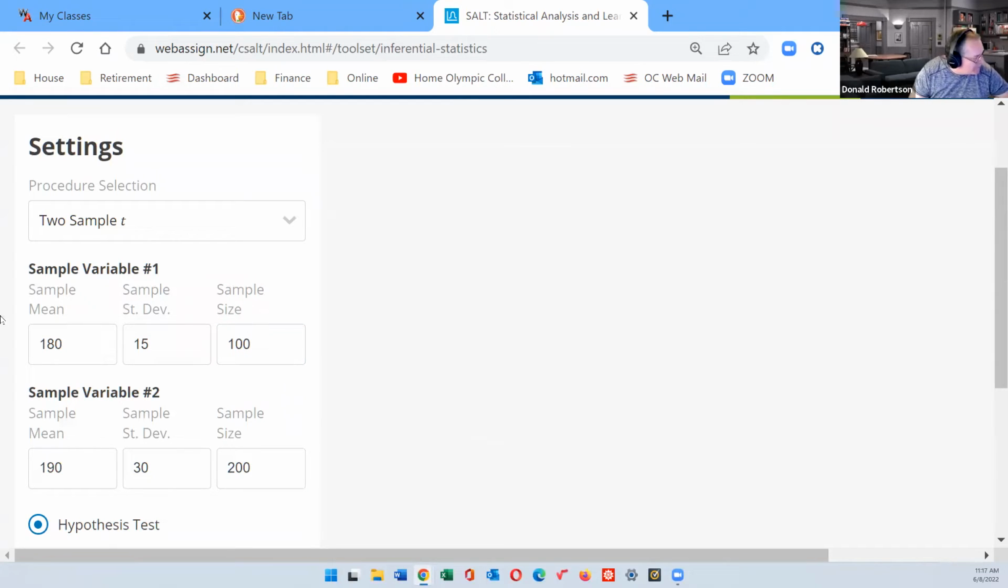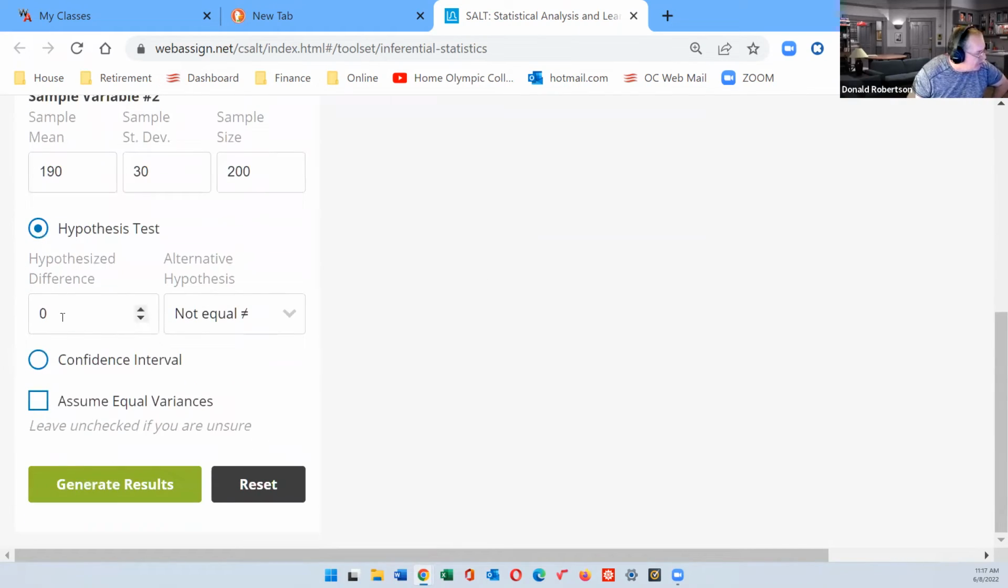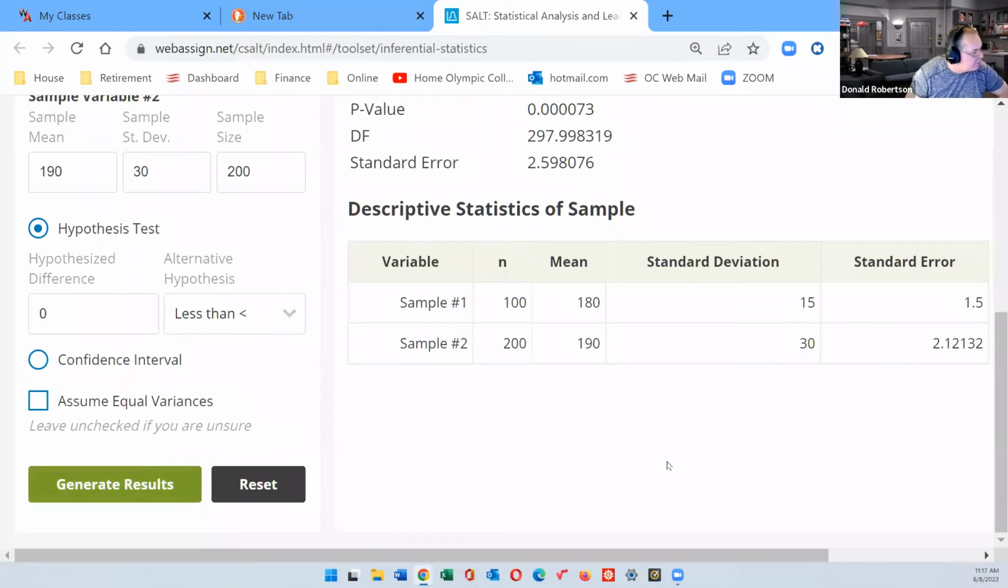Are we comfortable that if you read the question and you hit the right buttons, you'll get the data into the software? Hypothesis test. You notice the difference says 0. That's what we want, right? That's H1, mu1 take away mu2. And we want to prove, in this case, it was less than, didn't we? That Americans were less than Scottish. And I should be able to generate results.